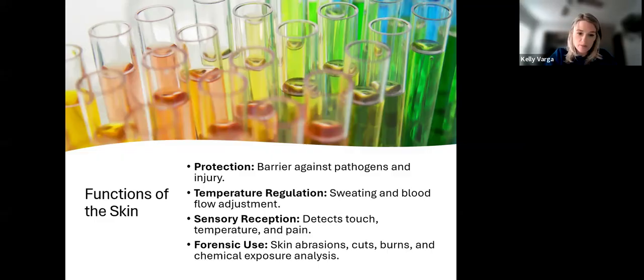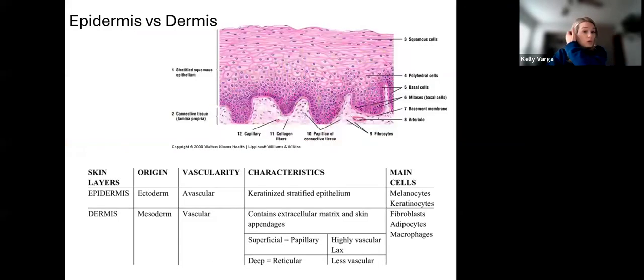We know we have sensory reception, and of course, for our forensic use, as I stated, what is taking place to the skin? Are there abrasions? Are there cuts? Are there indicative marks? We look at these things and we say somebody must have done something to this person, but sometimes it's a self-inflicted wound. It may be accidental, it may be purposeful. People work in unique jobs, and we can look at that.